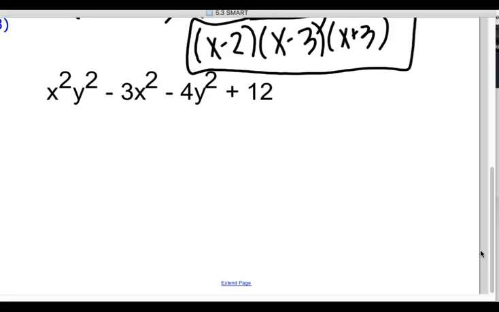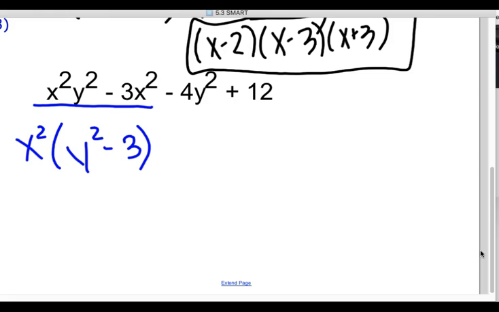Looking at the first 2, what do they have in common? What can we take out? X squared. So what's left on the inside? Y squared minus 3. There are no like terms because this is x squared, y squared, and that's just a y squared. So yeah, that's a good point. There's nothing that can be combined here. Everything's different. Now look at the next 2. What can you take out? Negative 4. So then what's left on the inside?